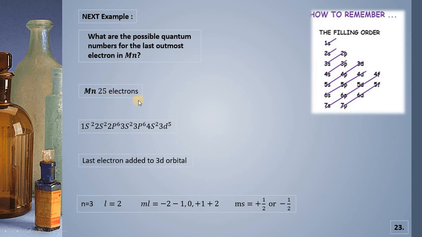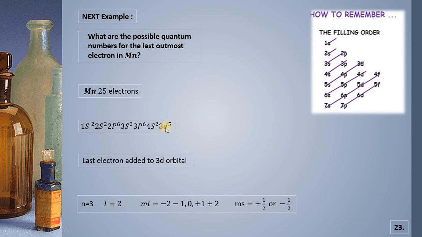Now look at the next example, using manganese. Manganese has 25 electrons. At first, I want to distribute them: 1s2, 2s2, 2p6, 3s2, 3p6, 4s2, and 3d5. So the last electron is added to the 3d orbital. Taking this one out, 3 means n is equal to 3.